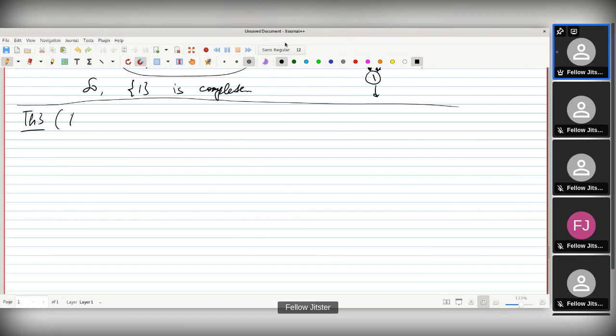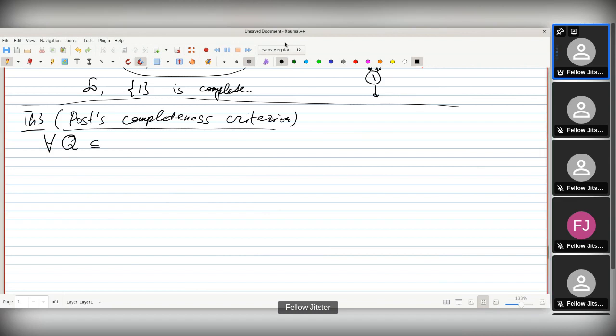It is the so-called Post-completeness criterion. This criterion is as follows.